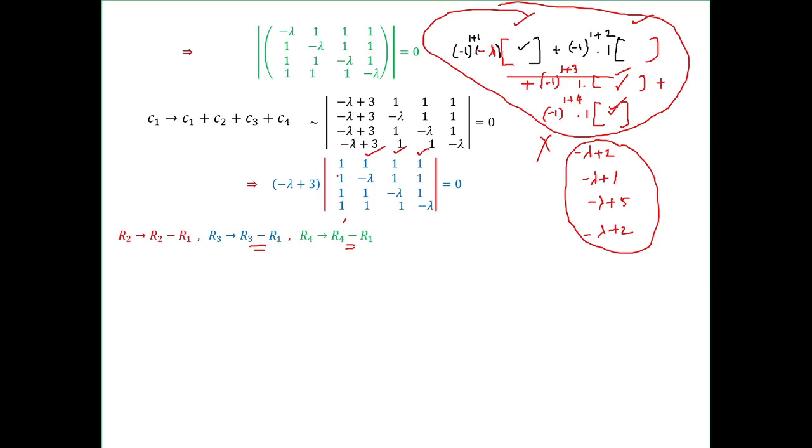Now look at, you are getting like this. So here R2 is R2 minus R1, therefore 1 minus 1 is 0. Next minus lambda minus 1, so here this is 8 2 2, the second row second entry. Similarly 1 minus 1 is 0 and 1 minus 1 is 0. Similarly the third row and fourth row.